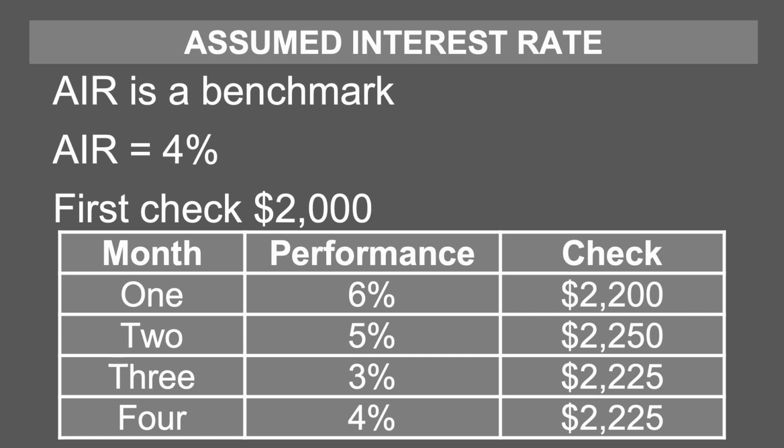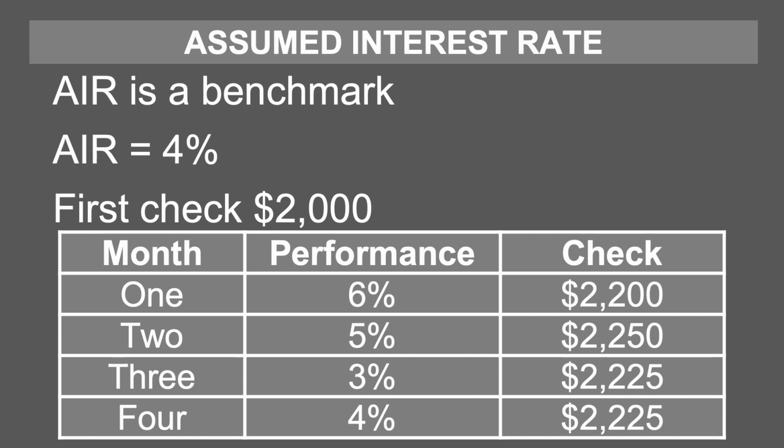Does the check go up or down? That's right, it goes up, because you're always looking at the payment versus the performance of the account relative to the AIR. You're always looking at the performance versus the AIR, not versus the previous month's performance. It performed at a 6% rate in that first month. Well, that's greater than 4. It performed at a 5% rate the second month. Well, that's greater than 4. So our check goes up once again. Perhaps it went from $2,200 to $2,250.